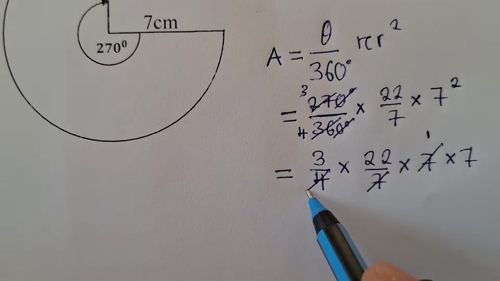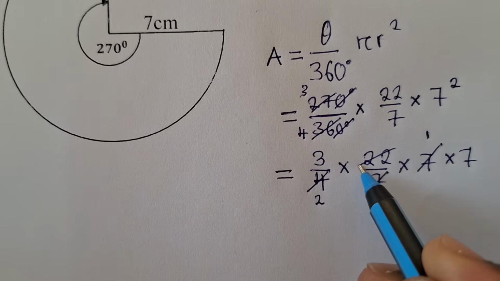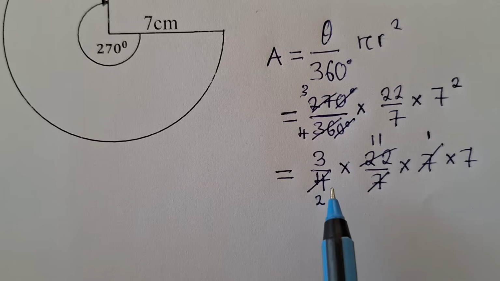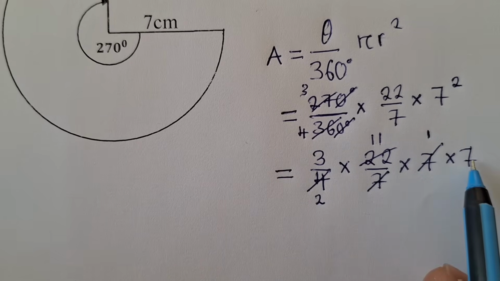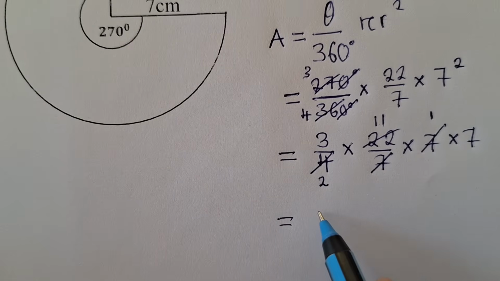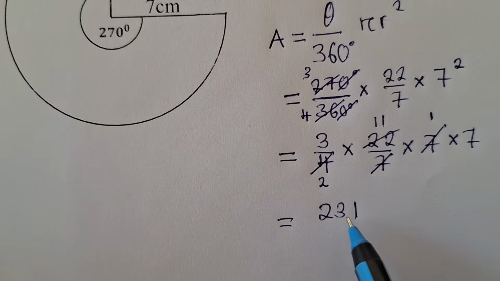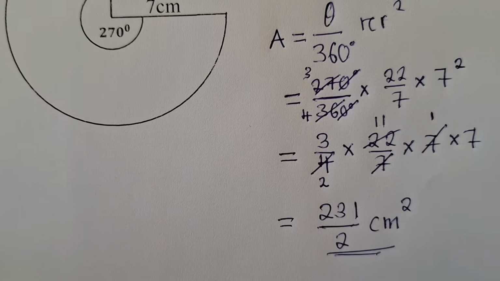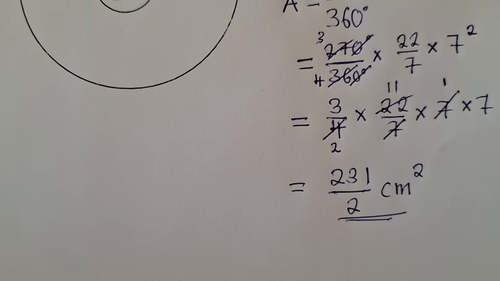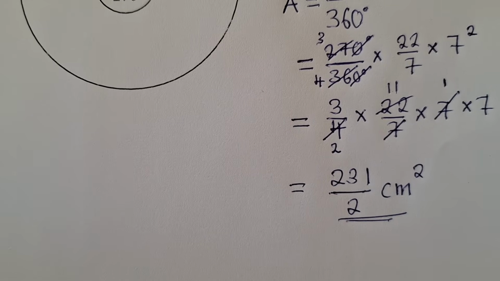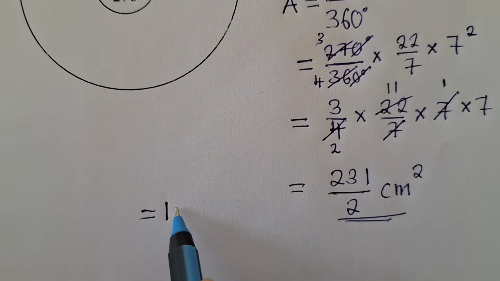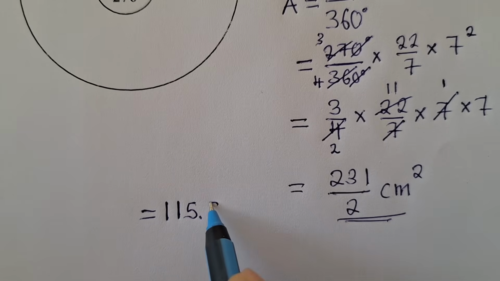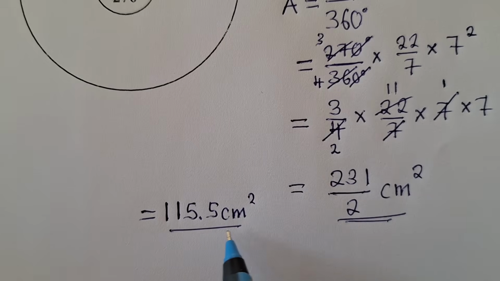We can say 2 into 4, that is a 2. Into 22, it's 11. So we now multiply 3 times 11 times 1 times 7. This, of course, is giving us 231. So 231 over 2 here. So we can say centimeters squared. This is area we are finding. So if you don't want to leave your answer like this, you can write it in decimal form, where it will just be 115.5 centimeters squared. So your answer can be like this or like this.